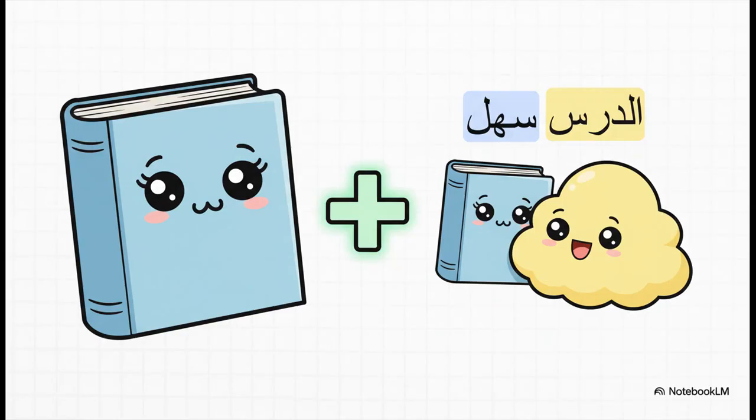So how do we use these? It's actually super simple. Let's say you want to say the lesson is easy. You just grab our word for lesson, ad-dars, and pop our new adjective right after it, sahl. Ad-dars sahl. And there you go. You can now form a descriptive sentence.